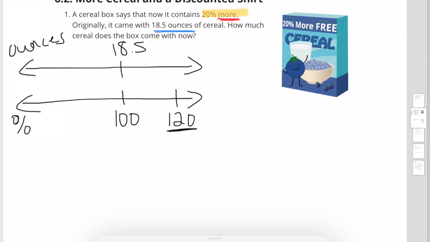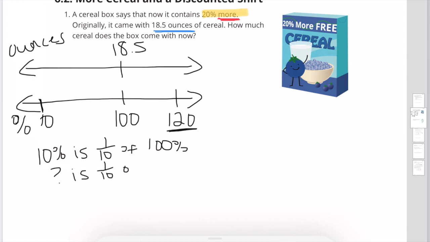So first we need to know what 20% would be. I like to work in 10%. So let's try to figure out what 10% would be. If you think about it, 10% is 1/10 of 100%. Therefore, we just need to figure out what 1/10 of 18.5 is.